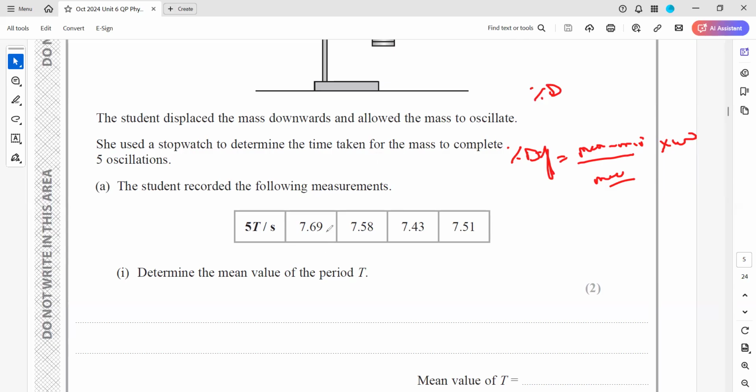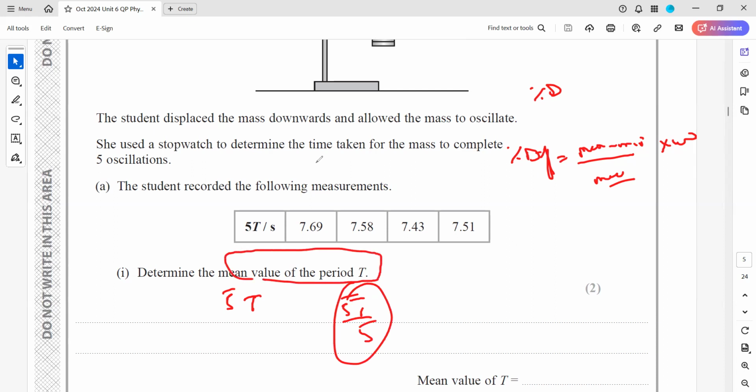So you add and divide by the total, like divided by 4, to get the average of the 5 oscillations. This is the time for the 5. Then the time for the 5 divided by 5 gives the time for 1, because we need the mean time period, T.